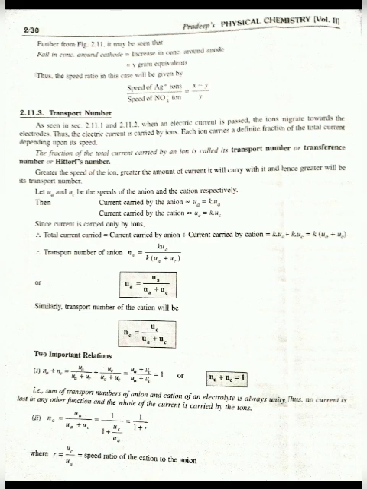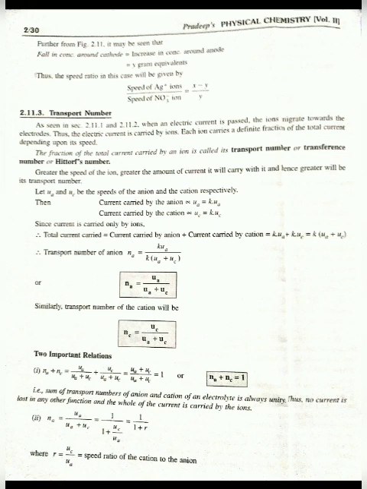Next heading, 2.11.3, Transport number. As seen in sections 2.11.1 and 2.11.2, when an electric current is passed, the ions migrate towards the electrodes. Thus, the electric current is carried by ions. Each ion carries a definite fraction of the total current depending upon its speed. The fraction of the total current carried by an ion is called the transport number or transference number or Hittorf's number. Greater the speed of the ion, greater the amount of current it will carry with it, and hence greater will be its transport number.